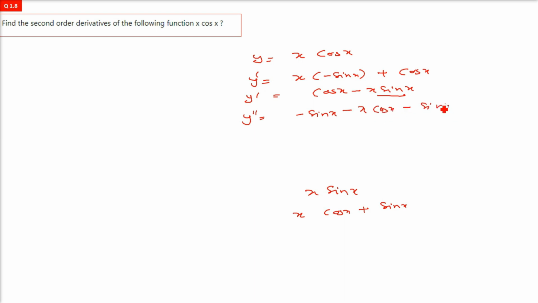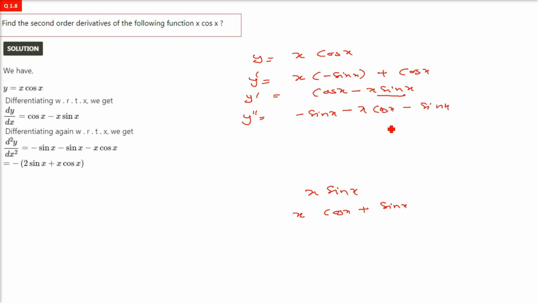Now you see minus 2 sin x it will be there, because there are minus sin x and minus sin x will be minus 2 sin x. You already have a minus x cos x. Now you can take a negative outside, you will get 2 sin x plus x cos x. So this is y double dash, or you can say d2y by dx2, or the second order derivative, or the higher order derivative of x cos x.